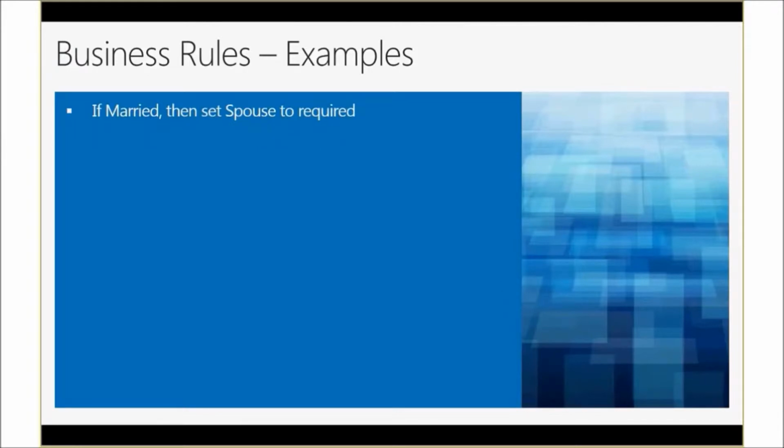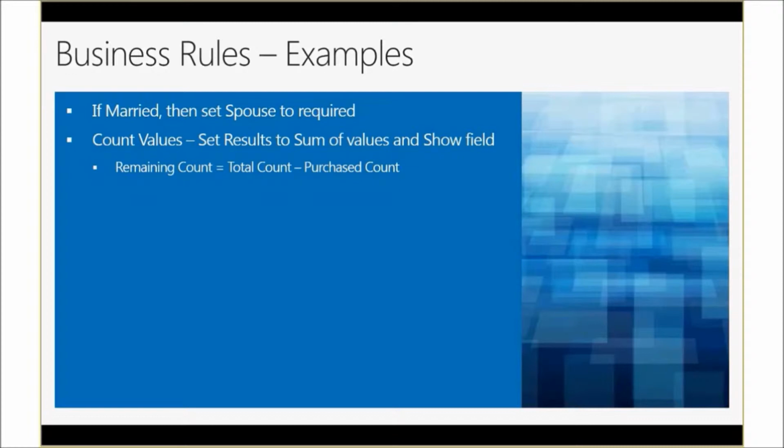So, a couple of examples. If someone has marital status and it says married, then we want to make the spouse required. A simple, nice, simple little business rule that we can put out there and take advantage of.